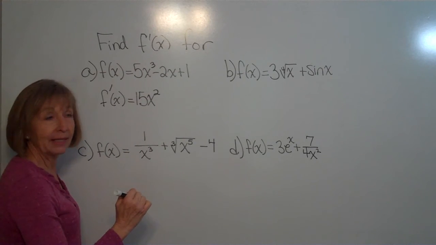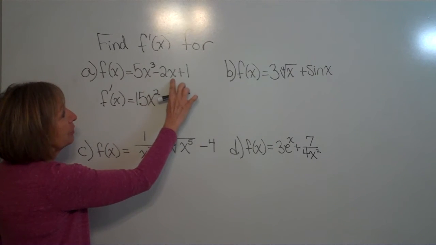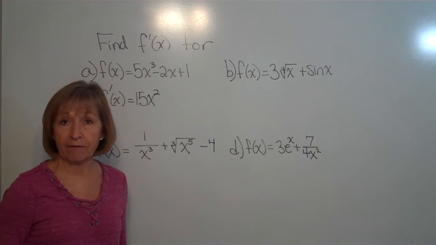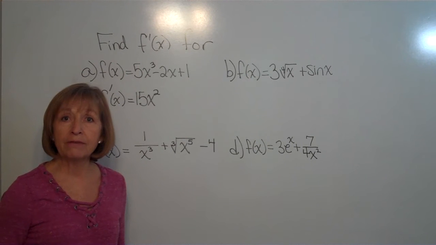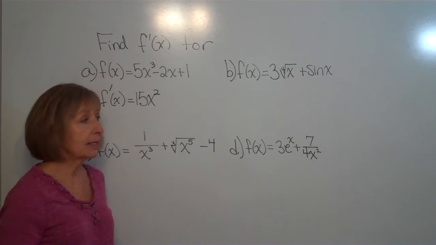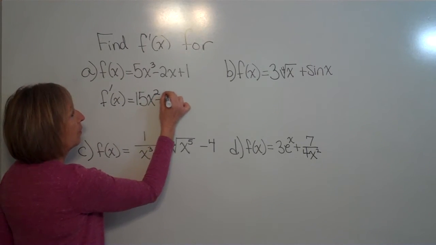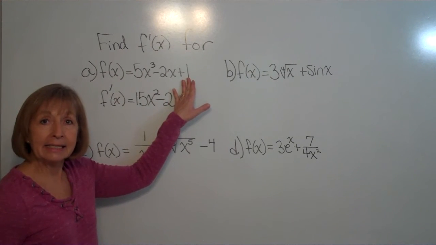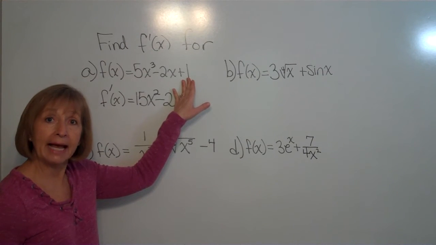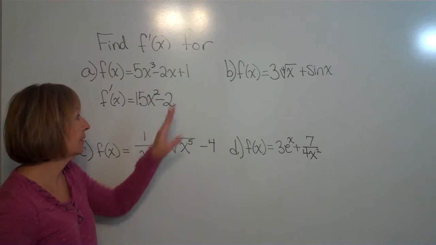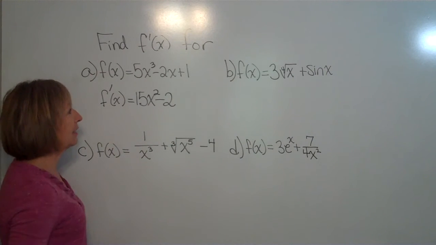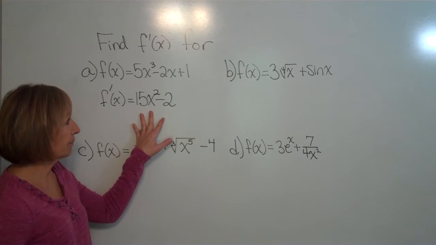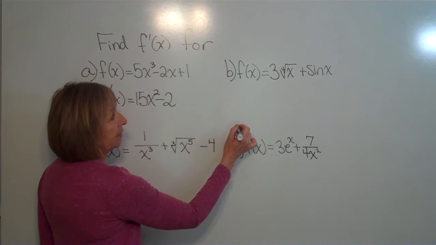In the next term, it's negative 2 times x to the first. Well, that'll be negative 2 times the derivative of x to the first, and the derivative of x to the first is 1, so I have negative 2 times 1, or negative 2. And then for my constant term, the derivative of a constant term is 0. So my derivative is f prime of x is equal to 15x squared minus 2. Let's look at the next one.